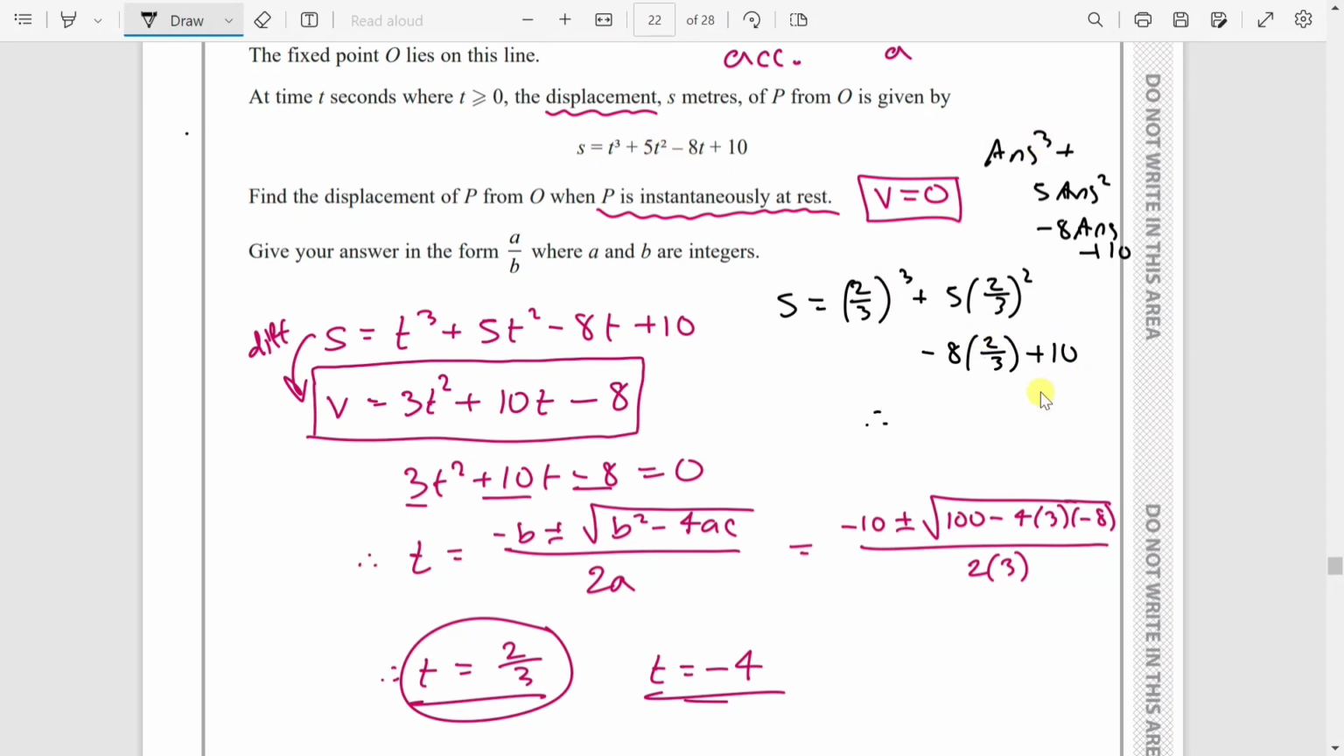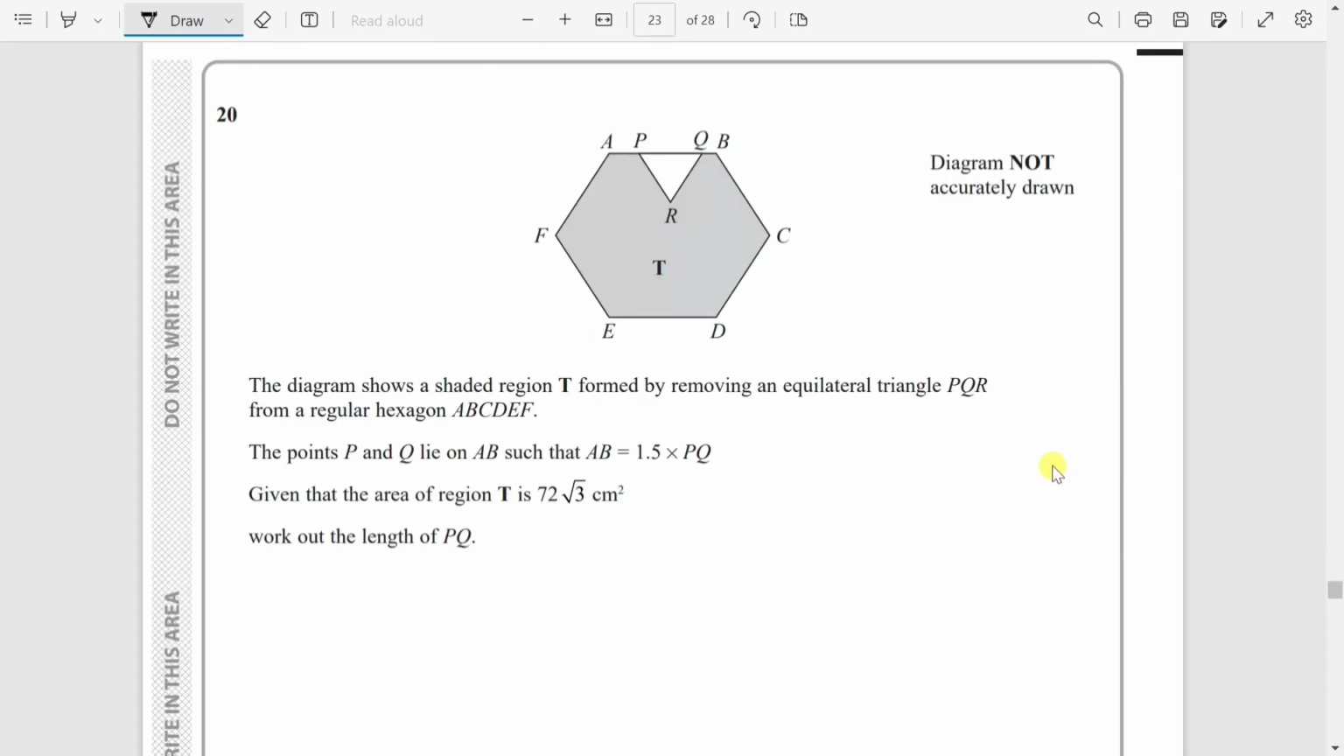Anyway, when you do that, you should get a displacement of roughly 194/27. And that's exactly what they want. And remember, they want the answer in the form of a fraction, a/b. So that's the answer. Alright, number 20.